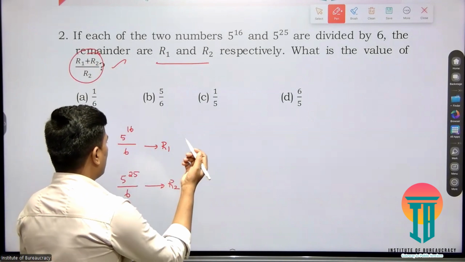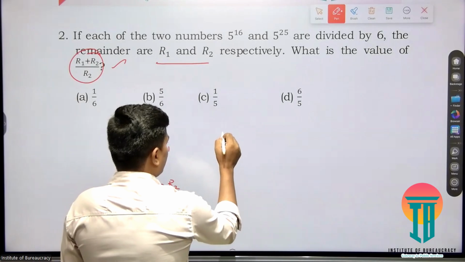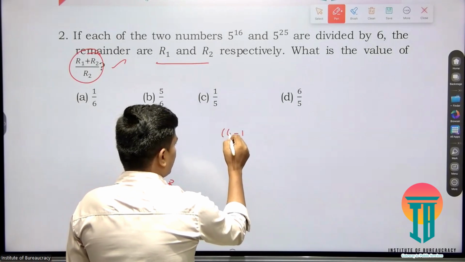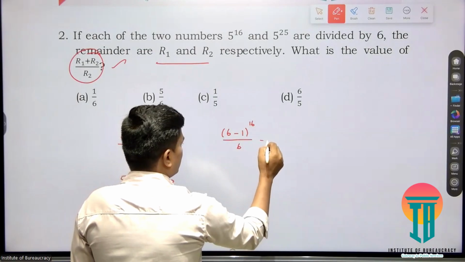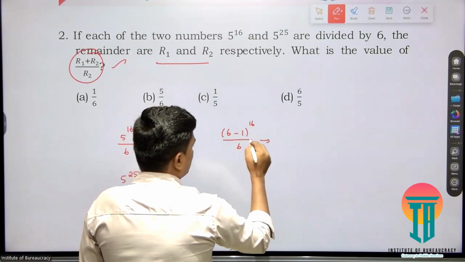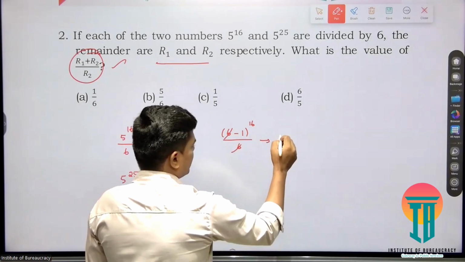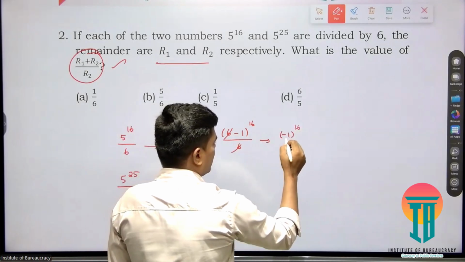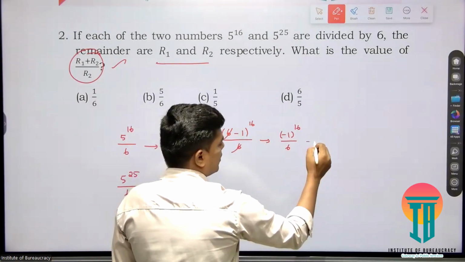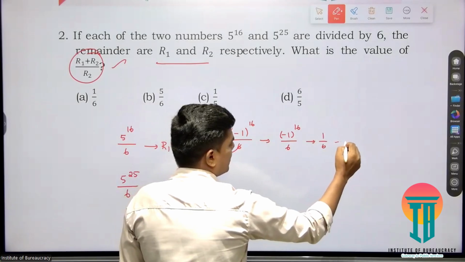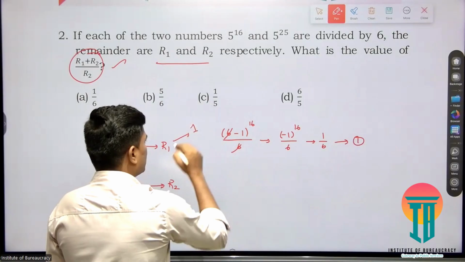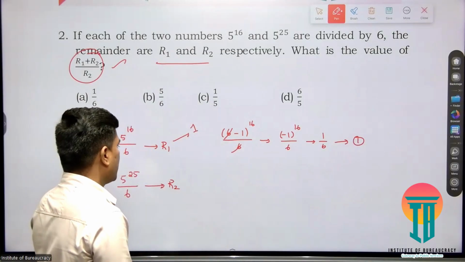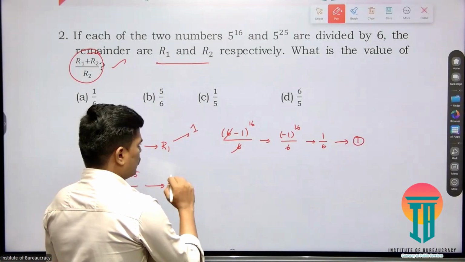Okay, let's find R1 and R2. So 5 power 16 means we can write 5 as 6 minus 1, so (6 minus 1) power 16 divided by 6, which means we can remove the multiples of 6. It's going to be minus 1 power 16 by 6, which means 1 by 6. 1 by 6 means the remainder is going to be 1. So your R1 is 1.